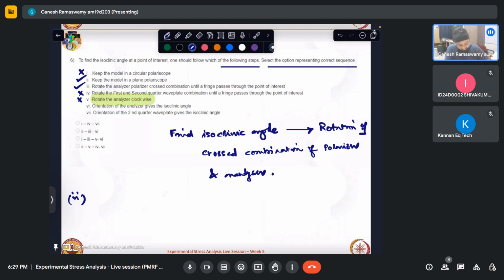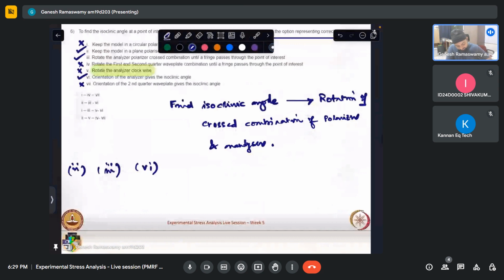Orientation of the analyzer gives the isoclinic angle. As we saw in the first problem, when we kept it at 30 degrees, the 30-degree isoclinic passed through that point. So the orientation gave us the isoclinic angle at that point. So 6 is correct. Orientation of the second quarter wave plate does not. So we have got 2, 3 and 6 as the correct process steps, but are they in the correct sequence?